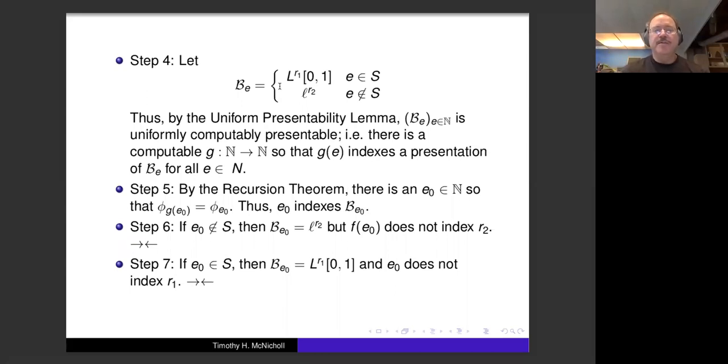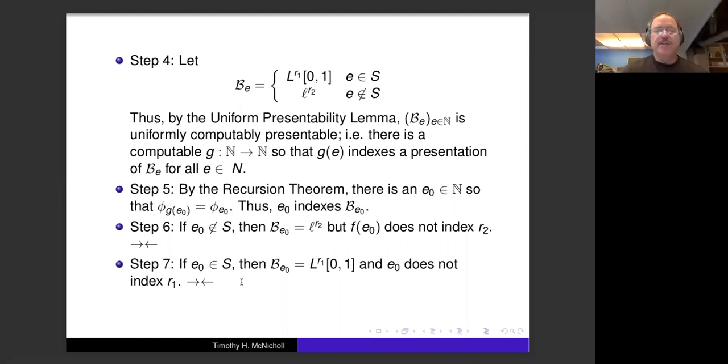Okay, by that uniform presentability lemma from several slides ago, that's uniformly computably presentable. So we've got a function g, so that g(e) indexes a presentation of B_e for all e in the natural numbers. Okay, now I bring in the recursion theorem. We get an e0 so that g(e0) is B_e0, so e0 indexes B_e0. Now I work the cases. If e0 is not in S, then, if we work the definition of S from the previous slide, B_e0 has to be little l^r2, but again, by the conditions on S, f(e0) can't index r2, so f failed in that case.